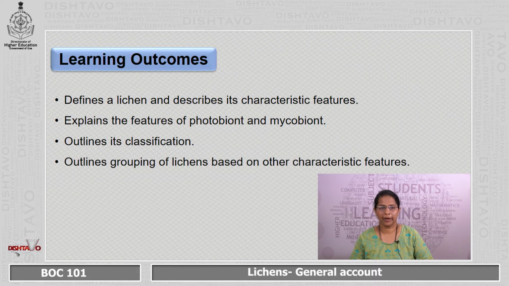This module defines a lichen and describes its characteristic features. It explains the features of photobiont and mycobiont. It outlines its classification and it outlines grouping of lichens based on other characteristic features.